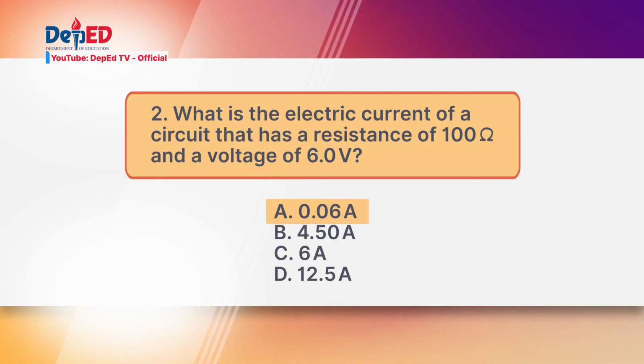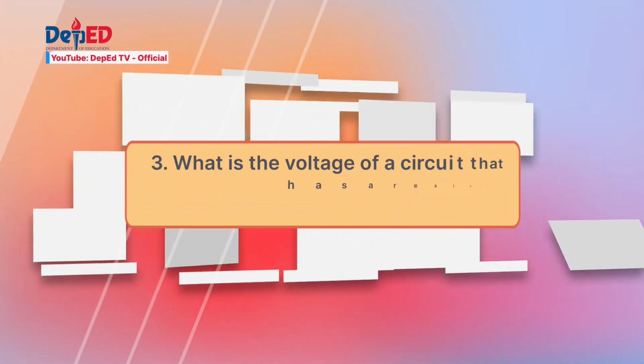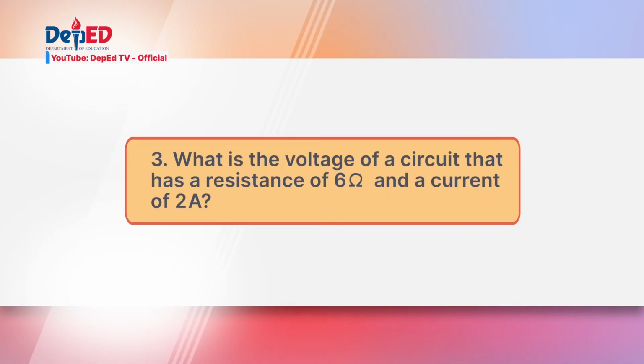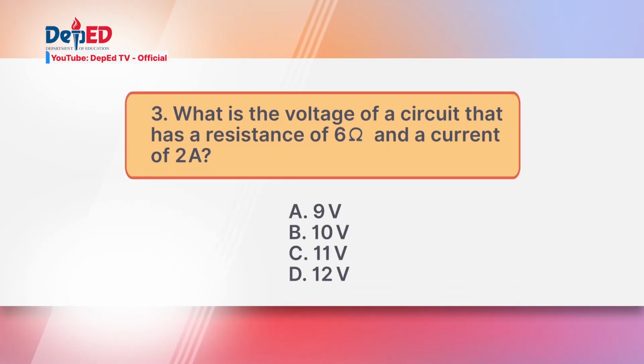What is the voltage of a circuit that has a resistance of 6 ohms and a current of 2 amperes? A, 9 volts, B, 10 volts, C, 11 volts, or D, 12 volts? The correct answer is D, 12 volts.